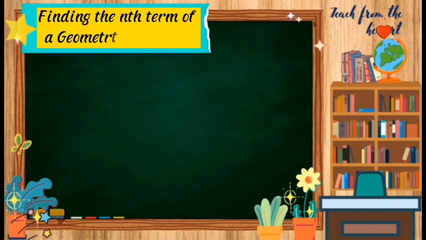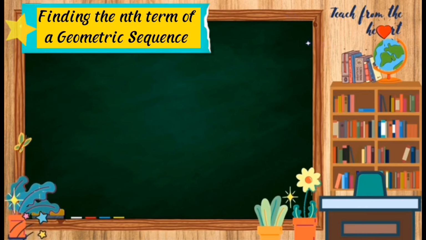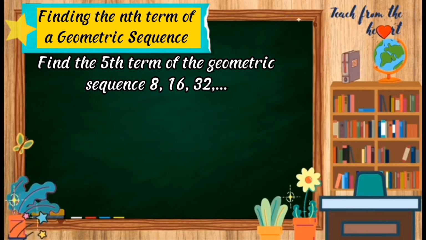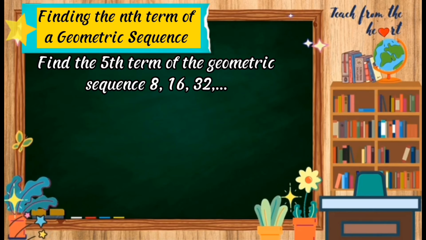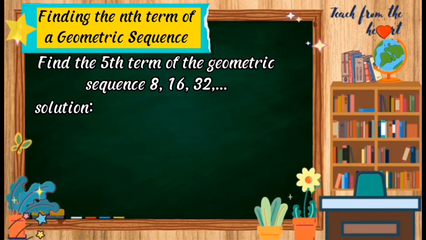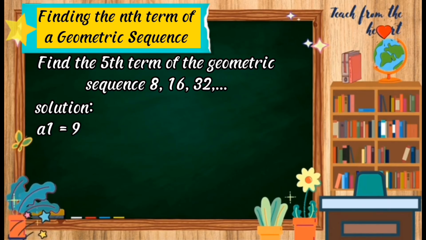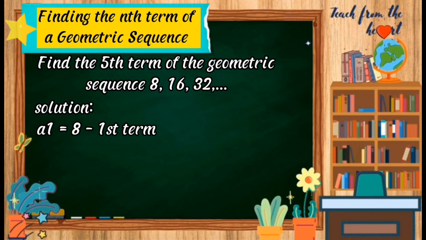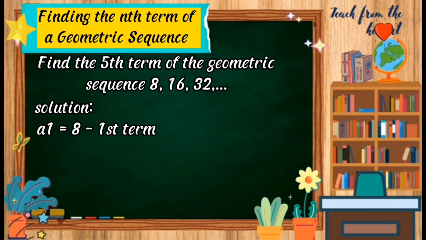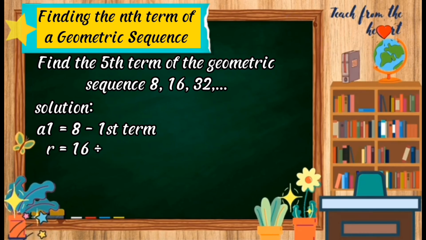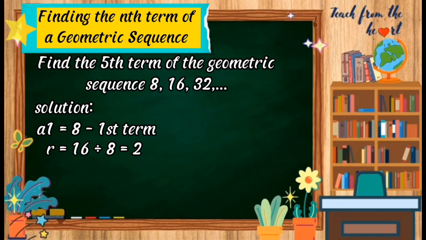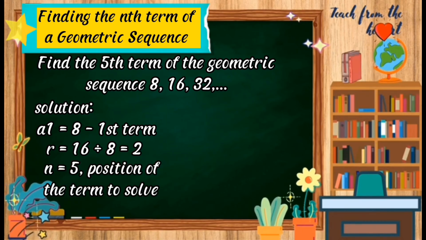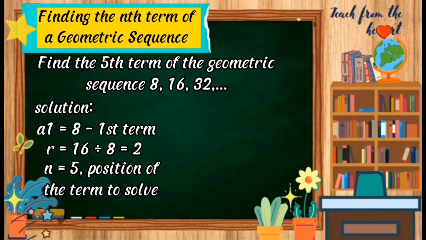Let's try to find the nth term of a geometric sequence. For example, find the fifth term of the sequence 8, 16, and 32. So let's have the solution. First, we identify what are the given. So a sub 1 is equal to 8, which is your first term. Your common ratio can be obtained by dividing the second term divided by the first term, which is equal to 16 divided by 8, or that is equal to 2. And our n is equal to 5 because it is the term which we are going to solve.